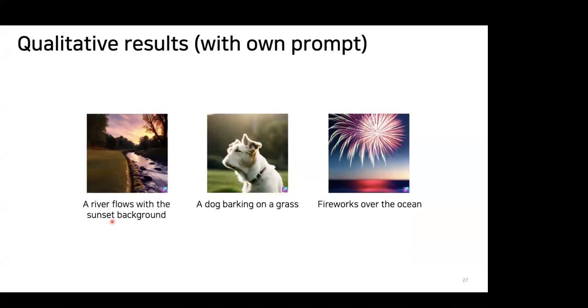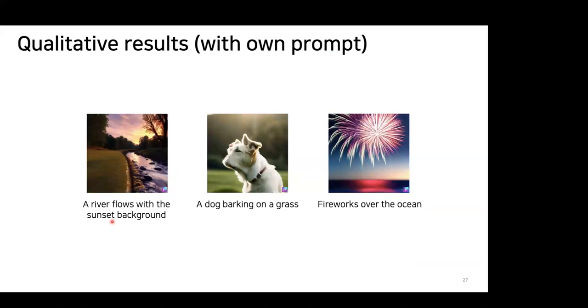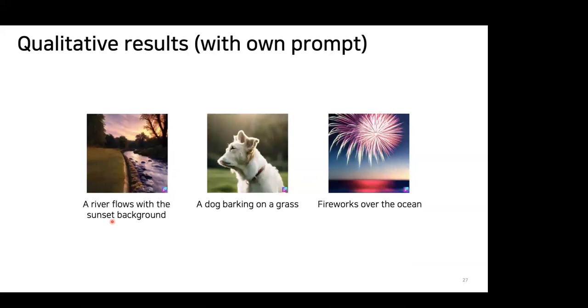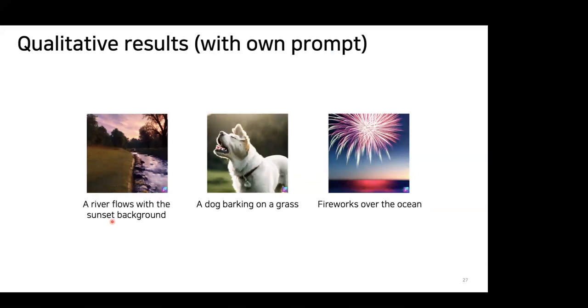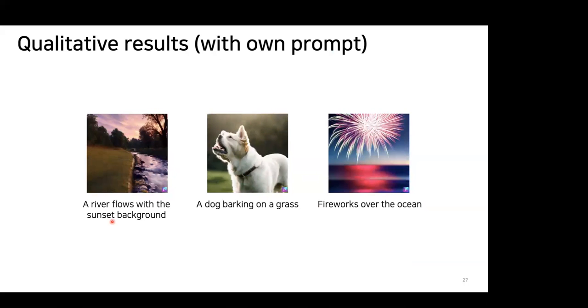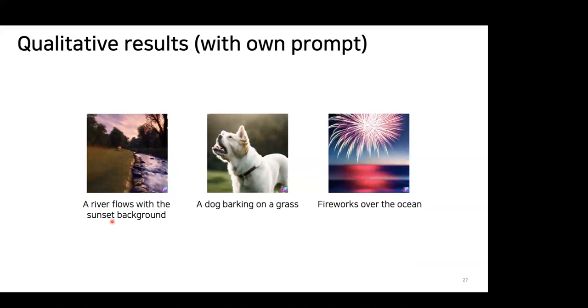But I tried with my own prompts, and you can see that it fails to generate some complex motions such as river flowing, dog barking, and fireworks. So it was a kind of limitation of this work, because they didn't train this model with a video dataset.